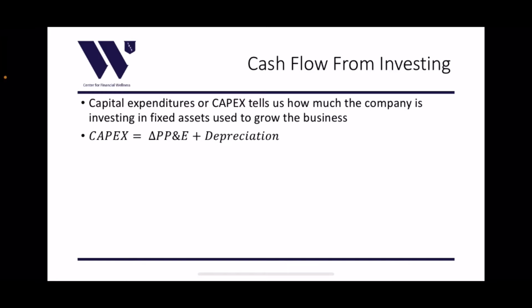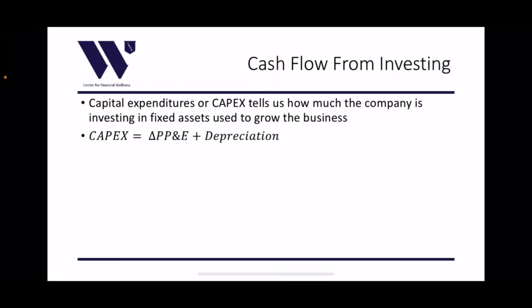That addition of depreciation is because, as we've talked about in other videos previously, specifically the depreciation and amortization video, depreciation is a non-cash expense. So as we're looking at those cash flow statements, we want to adjust for those non-cash expenses, as well as the change in PP&E, which is obviously the change in our fixed assets as we're looking at our plant, property, and equipment.